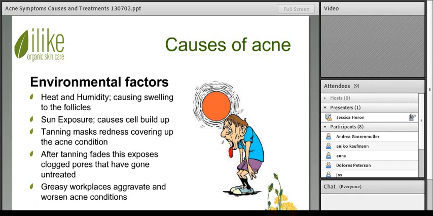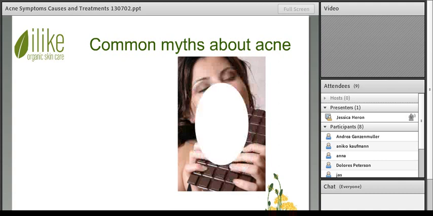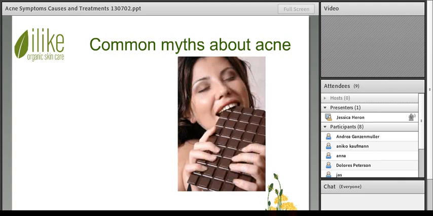Also, greasy workplaces aggravate and worsen acne conditions as well. So those are just some of the environmental factors that can take place, that can egg it on and cause the condition to become even worse.